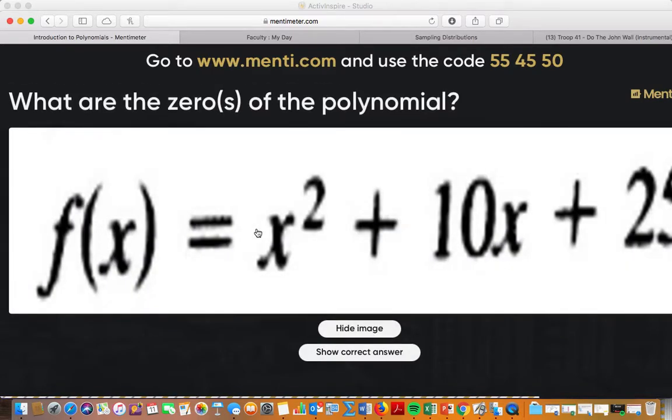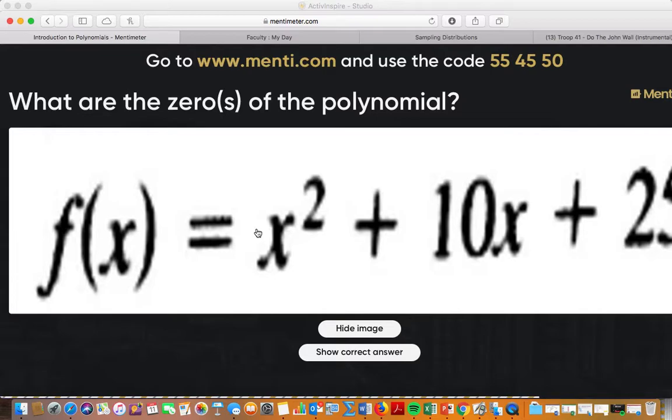X squared plus 10x plus 25. What are the zeros of the polynomial? We set it equal to 0. We factor, and what do we get as the 0? Someone raise their hand before I get there. Hannah? Yeah, it'd be -5. I think it's just -5 because it'd be x plus 5, x plus 5. Cool? All right, so question. X plus 5 times x plus 5, right? So how many -5s do I have?